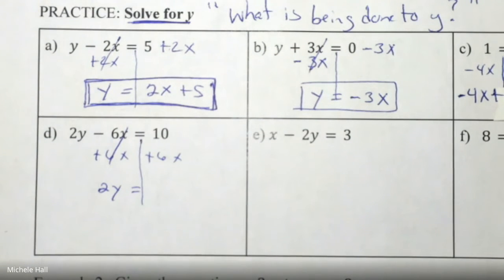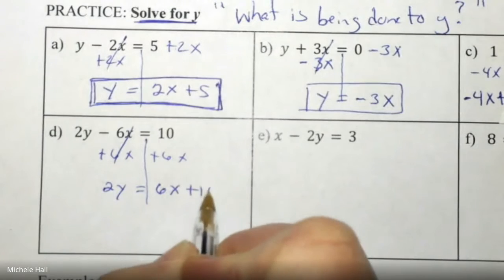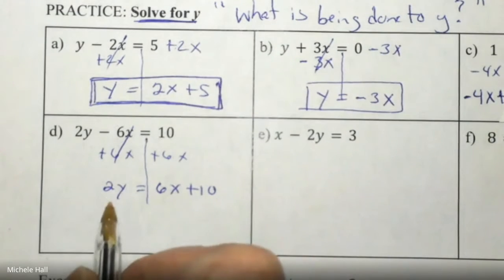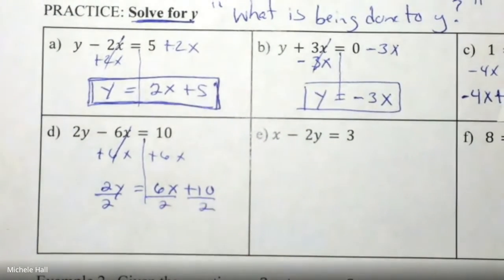But I can't combine them together. They're not like terms. So then I just write my 6x first, and then my positive 10. Okay, I undid the subtraction. Now I need to undo the multiplying of 2. Ethan, what's the opposite of multiplying by 2? That means I need to do it 3 times. Divide by 2, divide by 2, divide by 2. All of them have to be divided by 2.